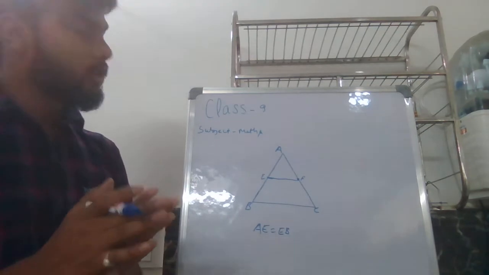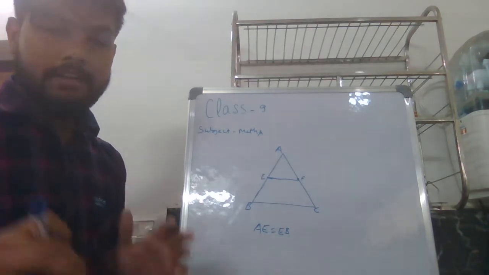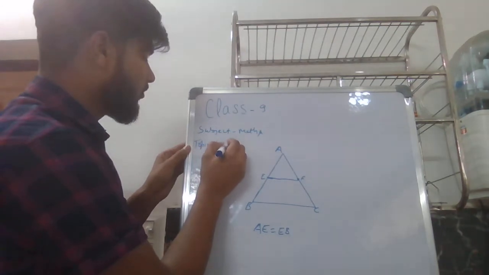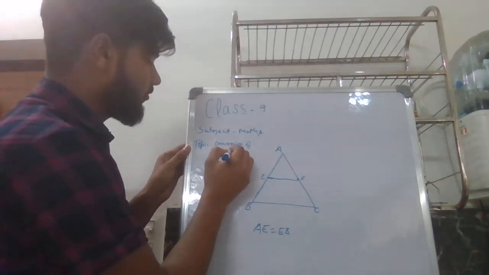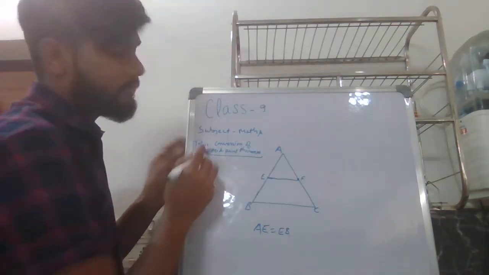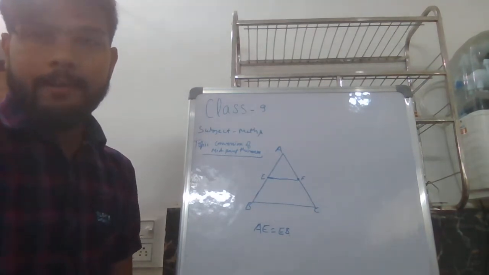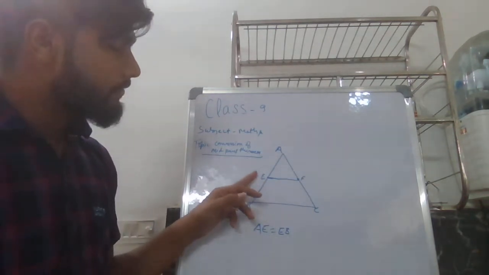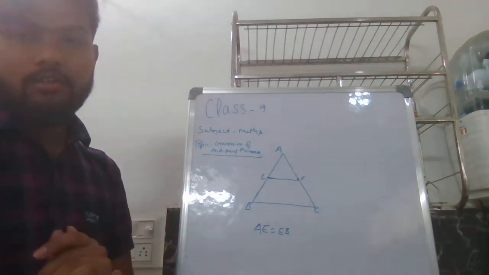Now we will discuss the converse of the midpoint theorem. Today's topic will be the converse of the midpoint theorem. Moving further, now you have to tell me what you have inferred from this activity, as we have drawn this triangle. What do you infer from this activity?